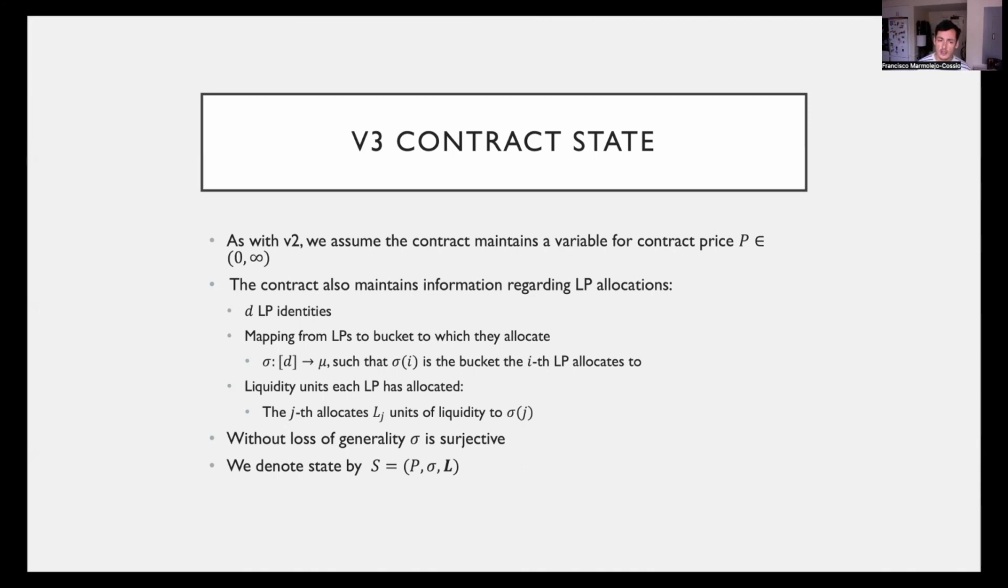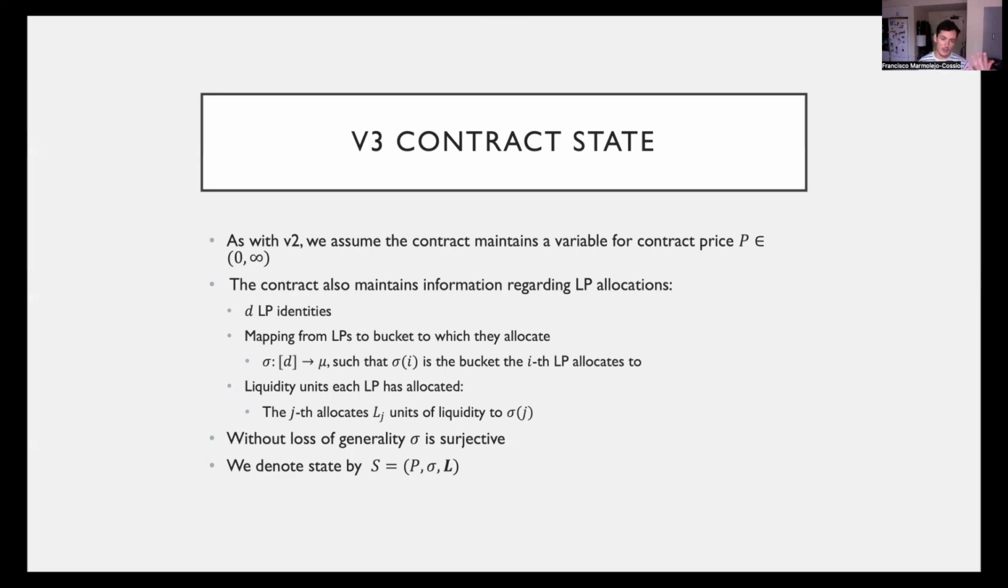And the contract is also going to maintain, so remember we had liquidity and price was the previous contract state. Now liquidity is not just a real number, unfortunately. It depends on where people have allocated liquidity. So the way that we represent liquidity is, in this case, assume that we have D liquidity providers, so D LPs, and we're going to have a mapping from every single one of the liquidity providers to a bucket to which they allocate liquidity.